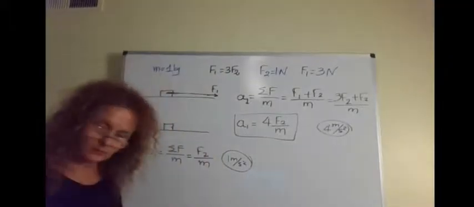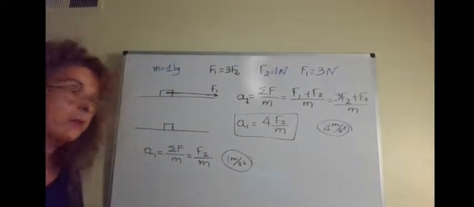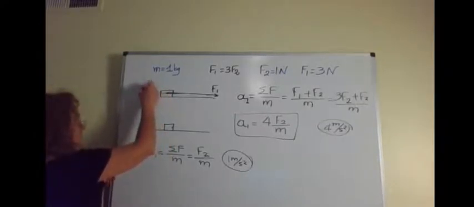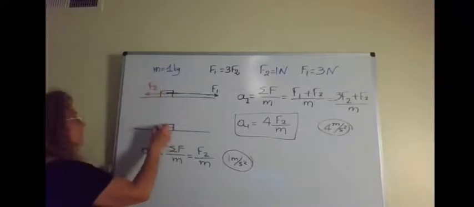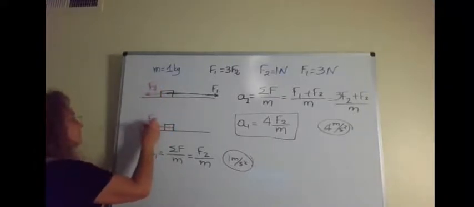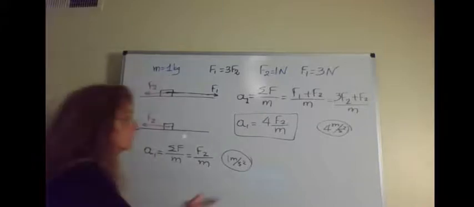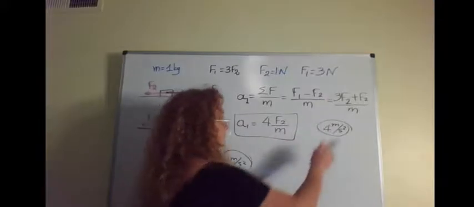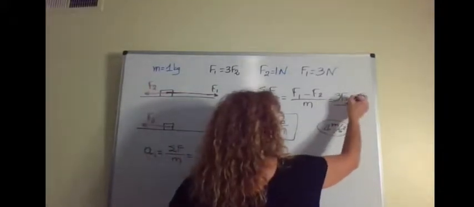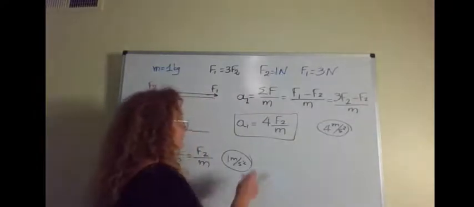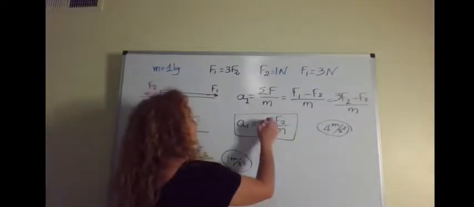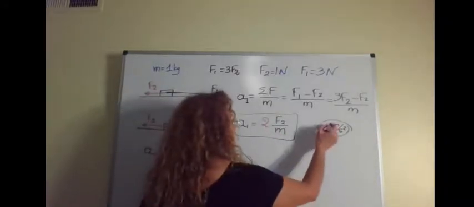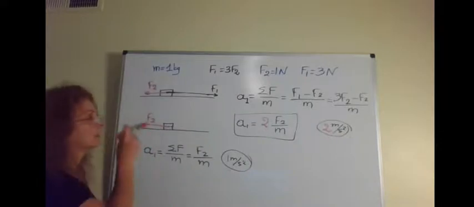So right now, the difference is that F2 is opposing. That means that I should subtract it here. So that means that I would have a 2 here. And now my acceleration would be 2 meters per second squared.